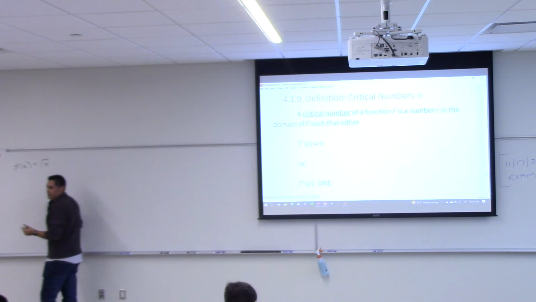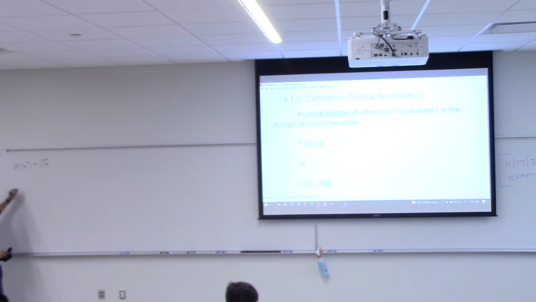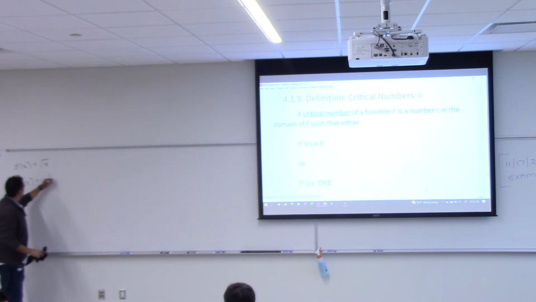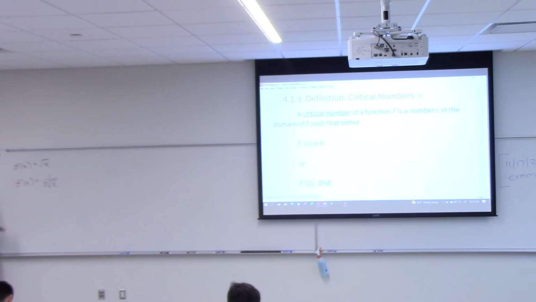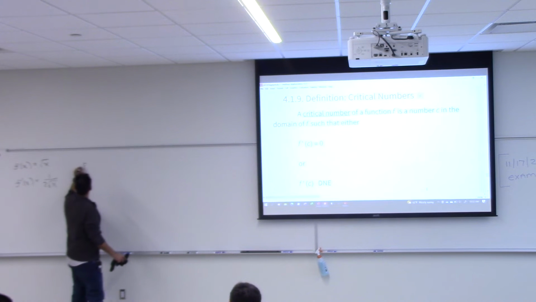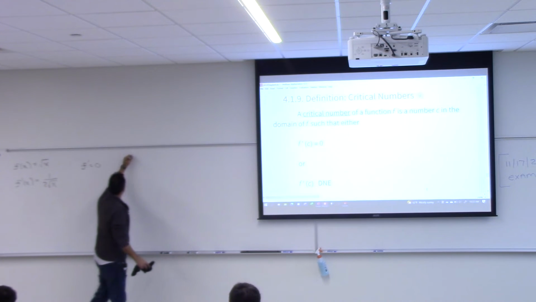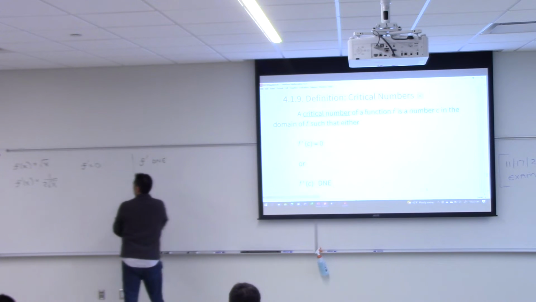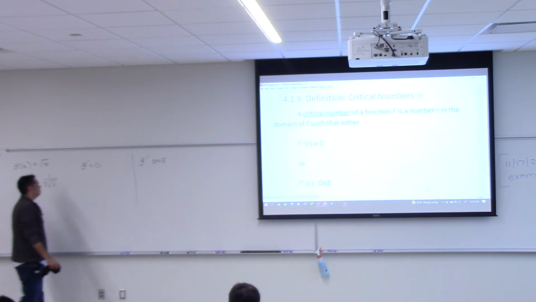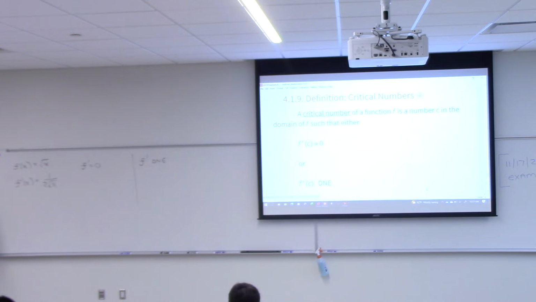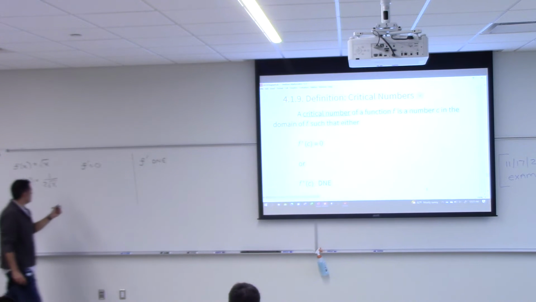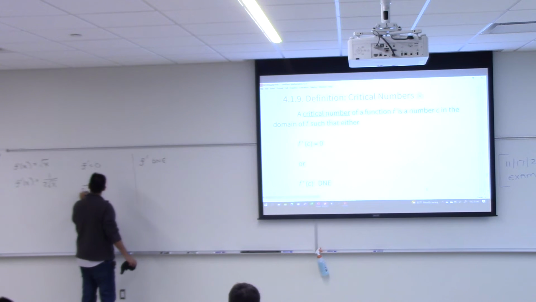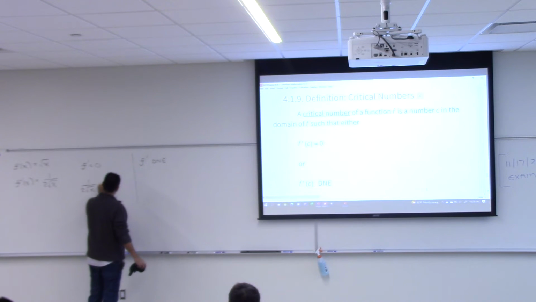Right, I'm going to need the derivative, right? So may as well find it now. Derivative of this function, 1 over 2 root x, right? Now I want to know where that's 0, and I want to know where that doesn't exist. So where is this equal to 0? Well, where does 1 over 2 root x equal 0?